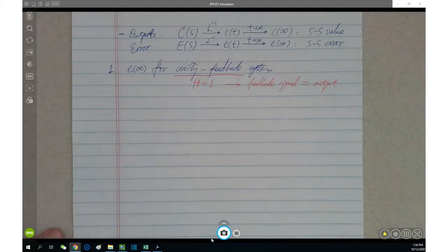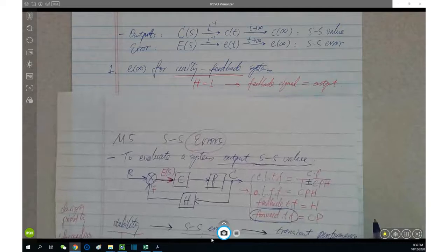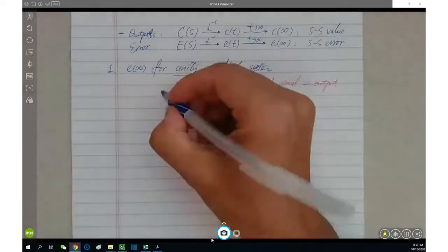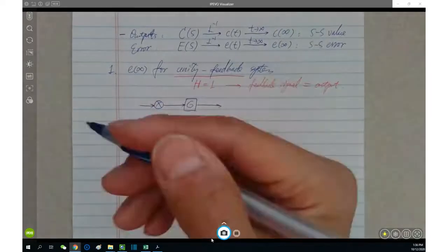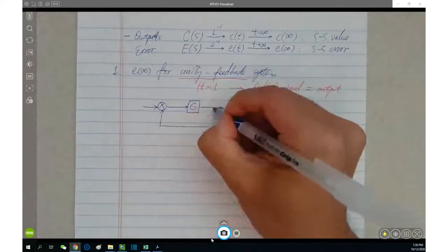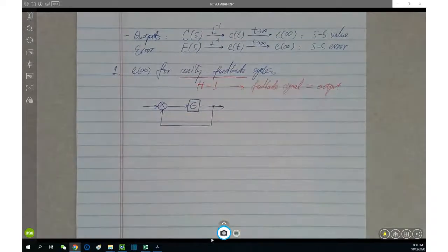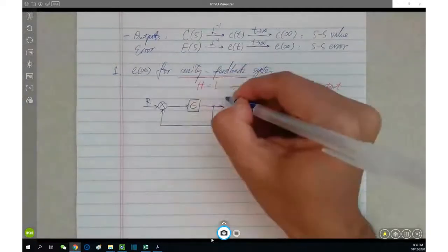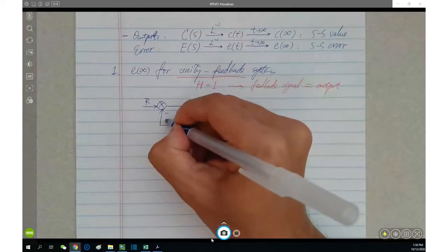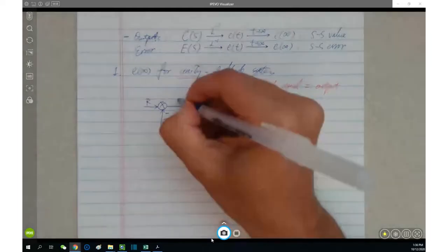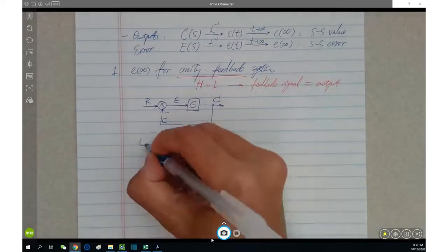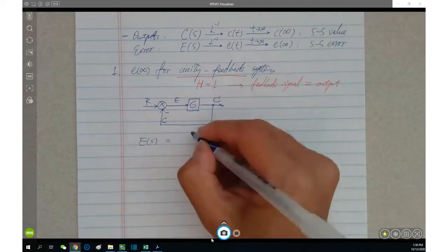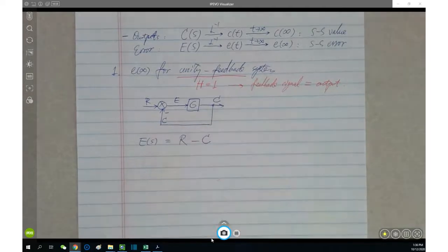And then what we can do is this. If we are using this basic system, combining C and P together, makes sense. This is the input, output. Therefore, this is output as well. This is the E. So in this system, first of all, E of S equals what? Input minus output, right?